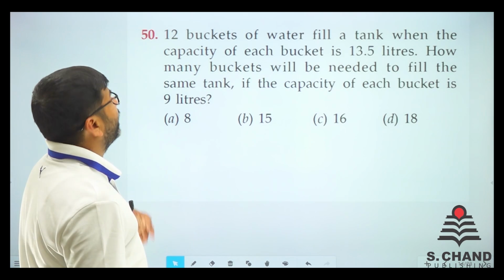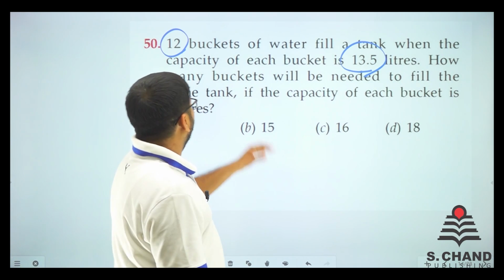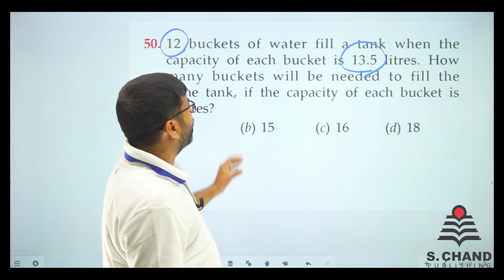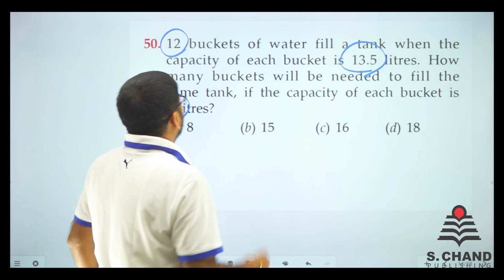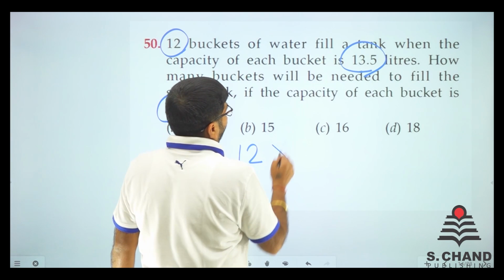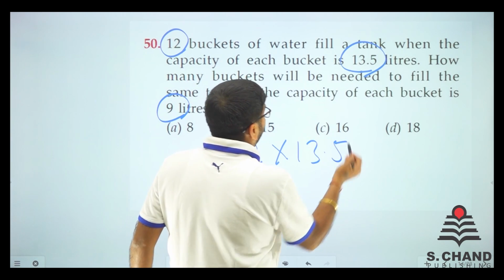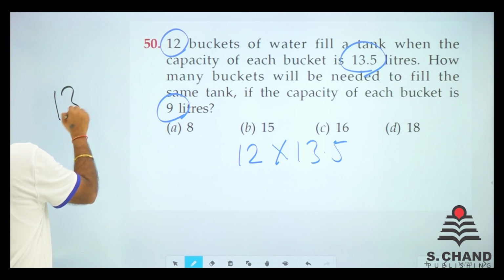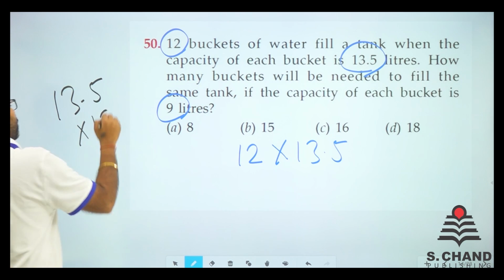How many buckets will be needed to fill the same tank? So in that case, what do we need to do? See, let's find out the total capacity of the tank. Total capacity will be 12 buckets into 13.5 liters of each bucket. So let's multiply this. We have got 13.5 here. Just multiply it by 12.